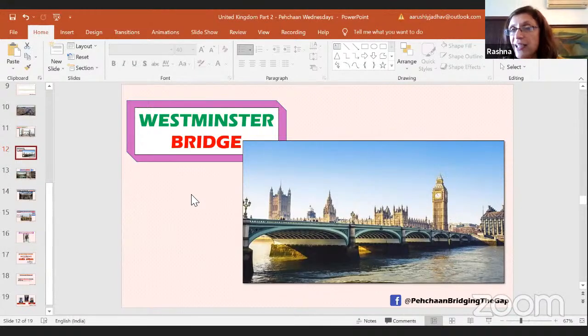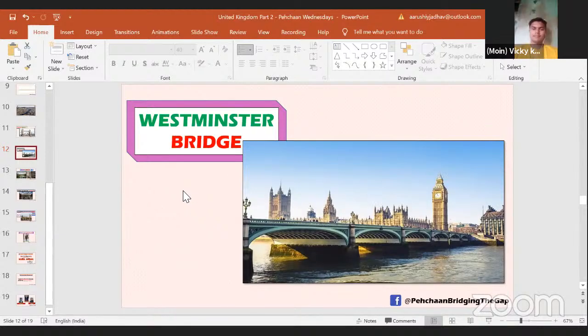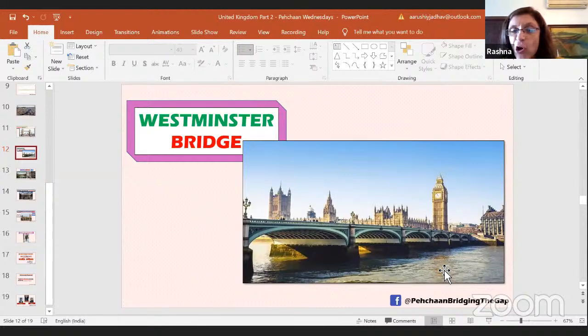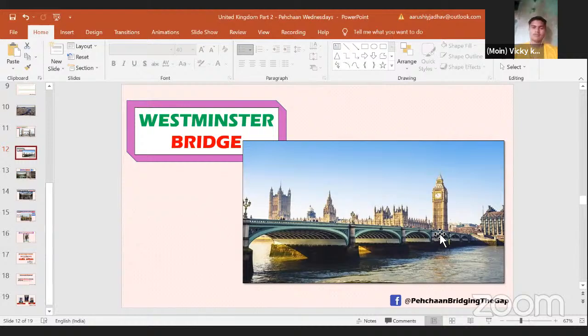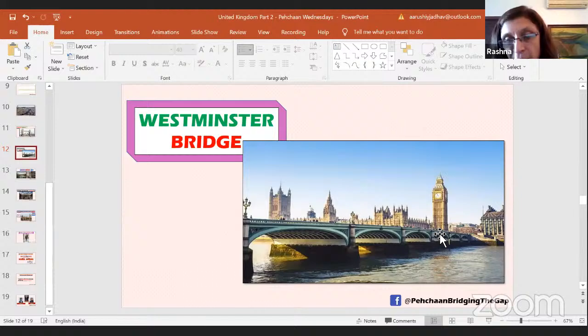Do you see anything in the background? Vicky, yes. Big Ben. Whoa, okay, he recognized it. It's called the Big Ben. What is this Big Ben, Vicky? Tell me, describe it. What is it? It's a clock. Yes. I'm going to show you a better picture next time. It's a clock. It's a tower with a clock on top. It's a clock tower.